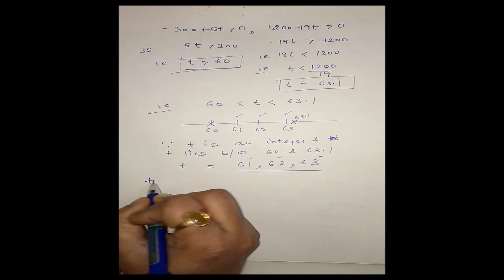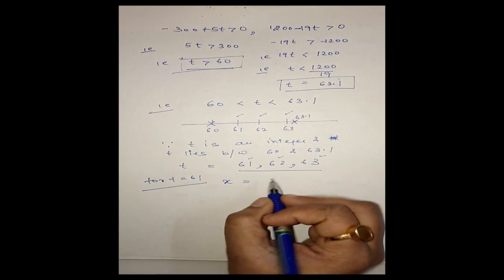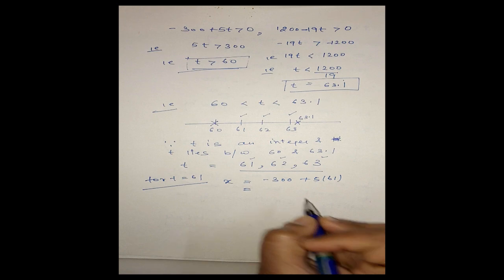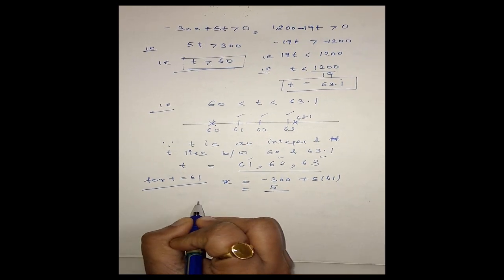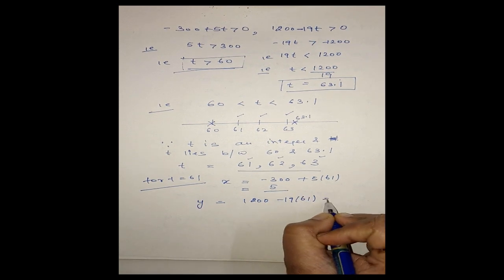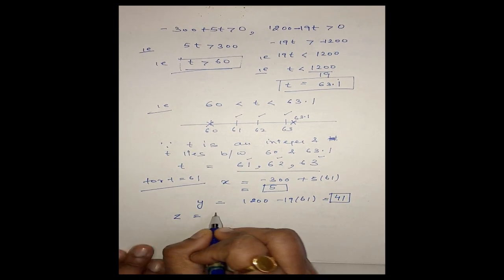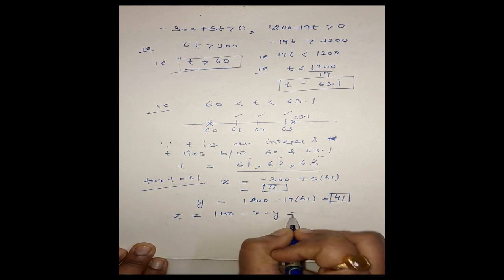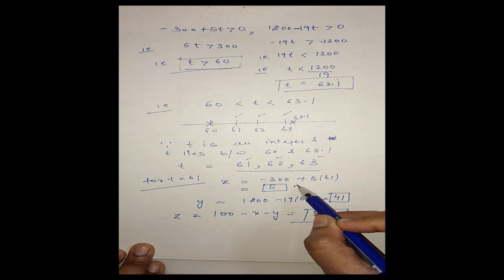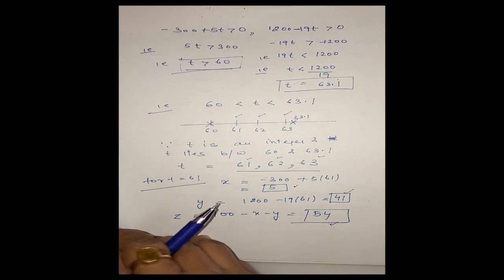Clear? Now for t is equal to 61, x is equal to minus 300 plus 5 into 61. On simplifying this, we get x is equal to 5. In the same way, y is 1200 minus 19 into 61, and we will get 41 here. And z is 100 minus x minus y, that will give us 54. This is one set of choices, means we may have 5 calves, 41 lambs and 54 piglets. Okay, this is the first choice.